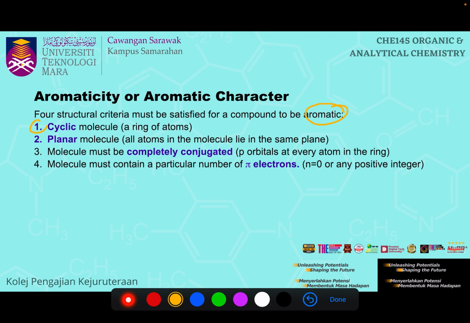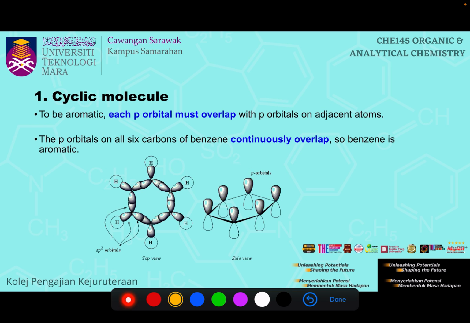The first one is definitely a cyclic molecule, a ring of atoms. Two, it must be planar, talking about the shape of it. Three, completely conjugated. We mentioned the conjugated system in the first video. And four, it will contain a particular number of pi electrons. Now, to be aromatic, each p orbital must overlap with p orbitals on adjacent atoms. On all six carbons of benzene the p orbitals continuously overlap, so benzene is aromatic.